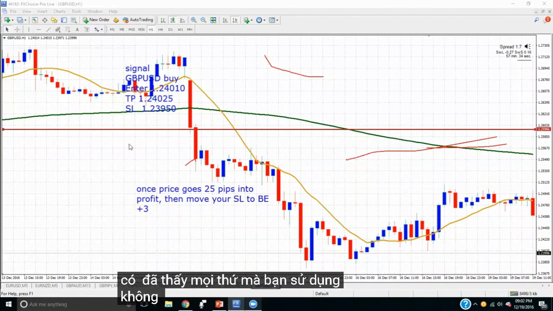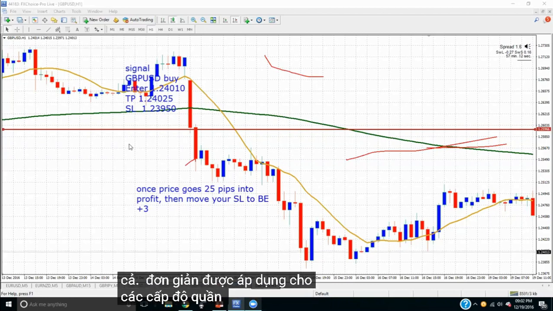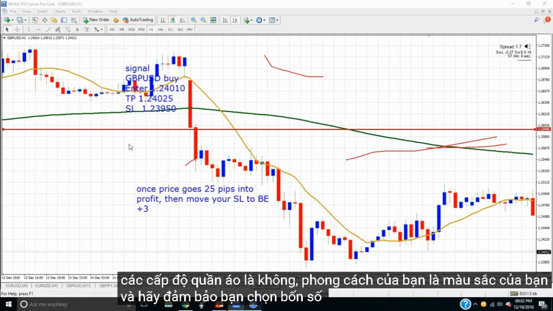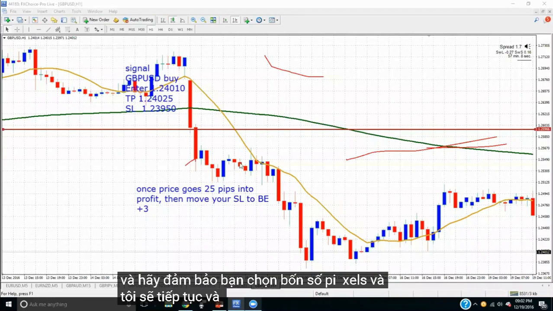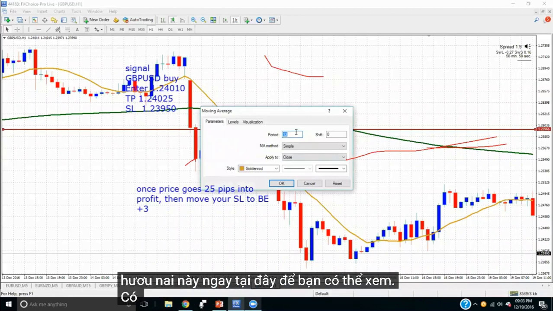Okay. So the last one, it doesn't matter whether you're on an Android or an iPhone. The last one that we did for moving average, the period is 13. The shift is 0. The method is simple, apply to close. Levels are 0. Your style is your color. And make sure you pick 4 pixels. And I'll go ahead and put these right here so you can see it. There's your information right there.